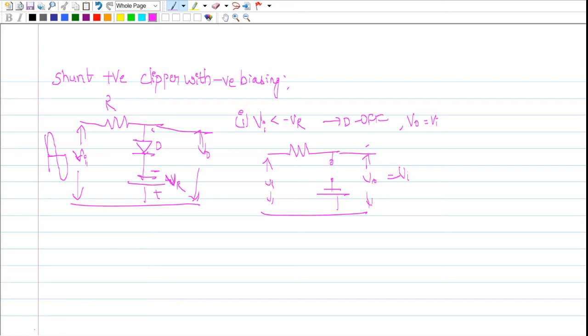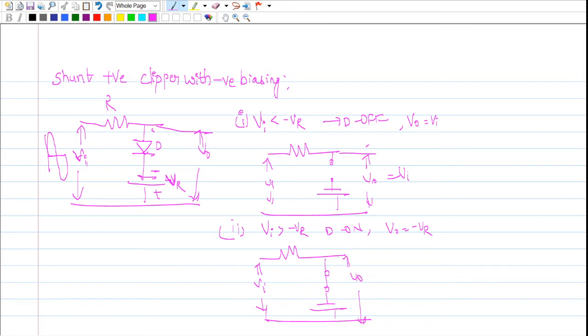Next, the second condition is Vi is greater than minus VR. So the diode is conducting here, the diode is on. Then the output voltage is minus VR. This circuit is conducting, so it is a short circuit, and V0 is equal to minus VR.